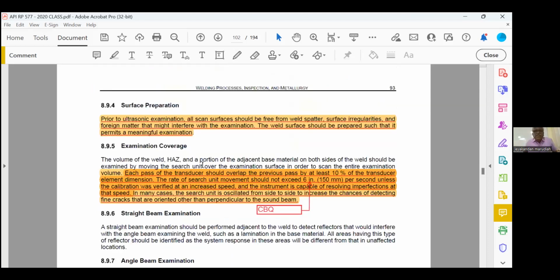Then examination coverage, page number 93. So highlight these three lines, 8.9.5. Each pass of the transducer should overlap the previous by at least 10% of the transducer element dimension. The rate of search should not exceed 6 inches per second. These are standard UT requirements. That is a closed book question.